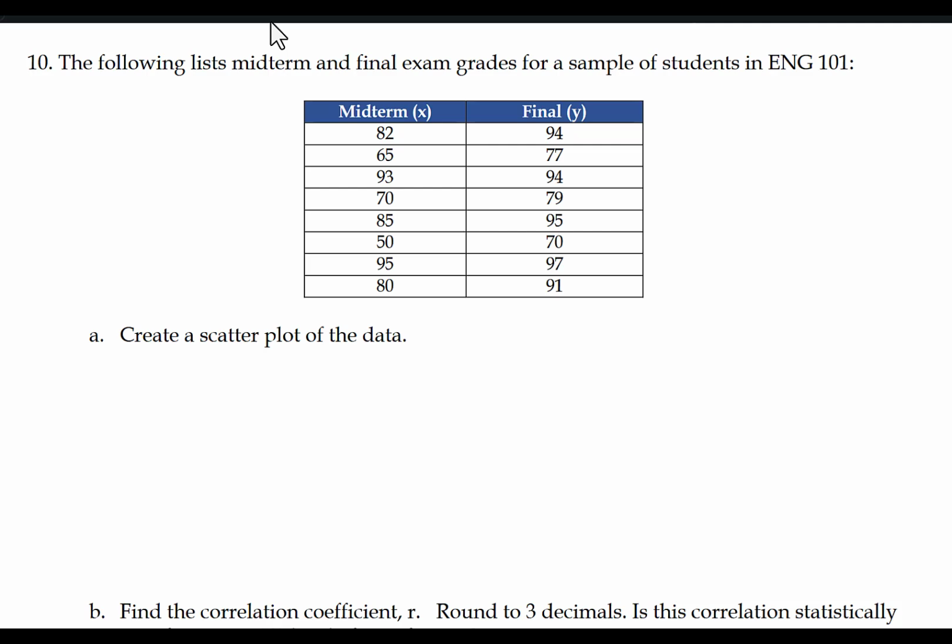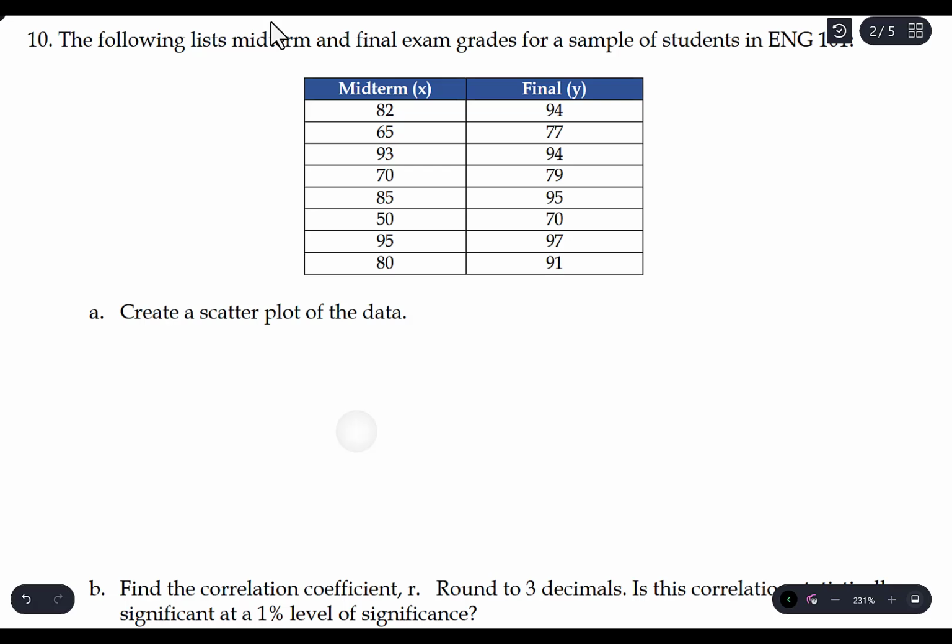The following lists midterm and final exam grades for a sample of students in English 101. So we have some midterm grades and some final exam grades. All right, the first thing that we want to do, just to see if there happens to be a correlation between these sets of data, is to create a scatter plot.